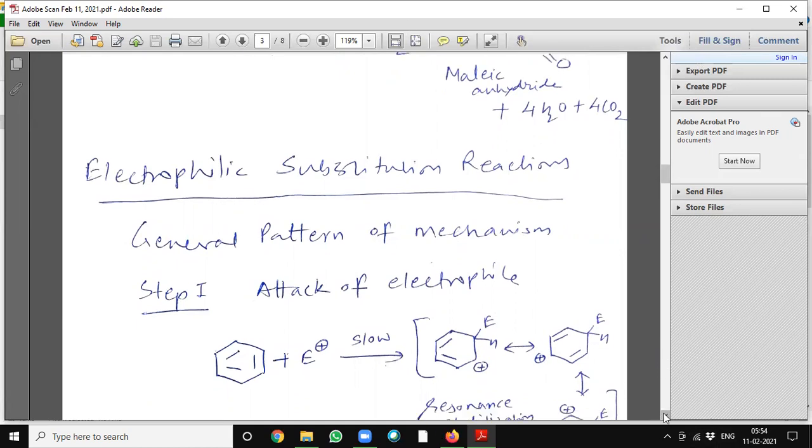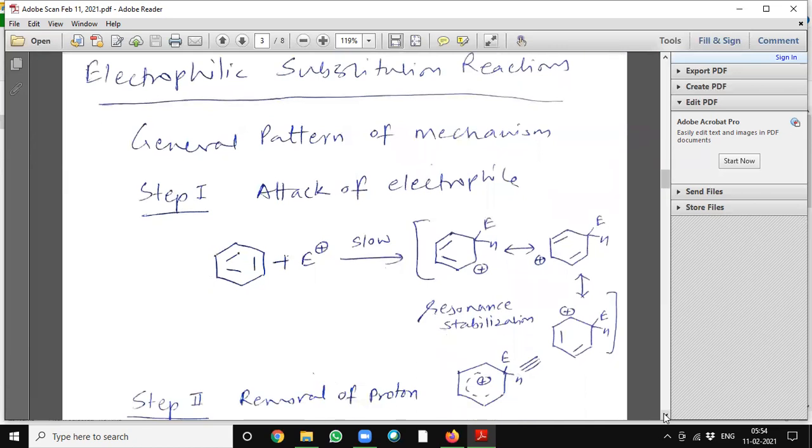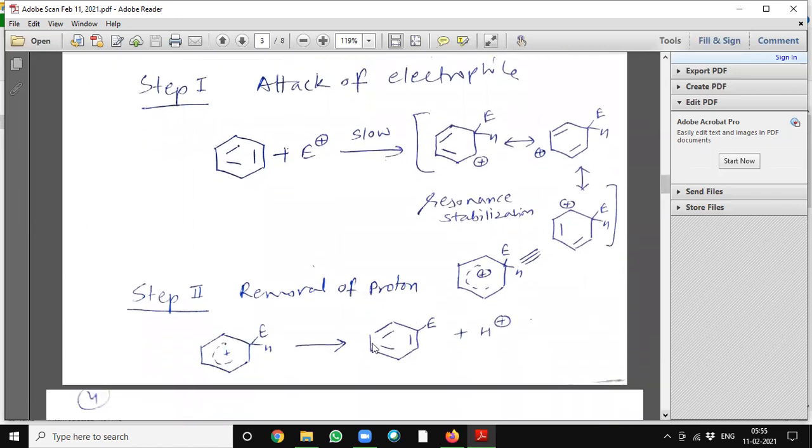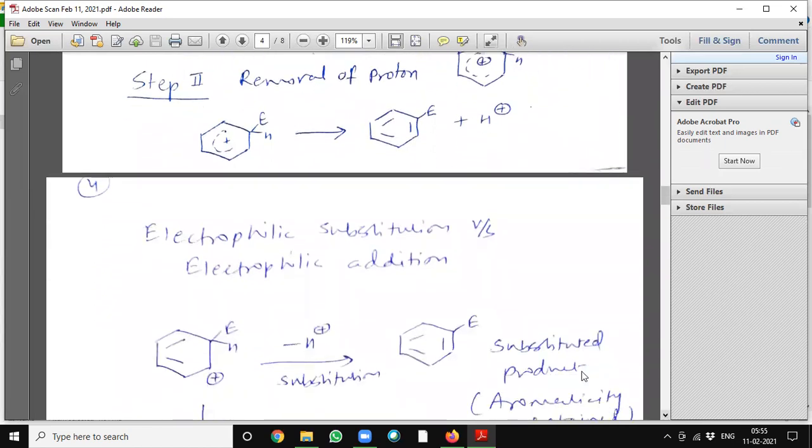In step 1, the electrophile will attack the benzene nucleus and it is a slow step, and then it will form an arenium ion, and then removal of proton from this arenium ion will finally give the product.